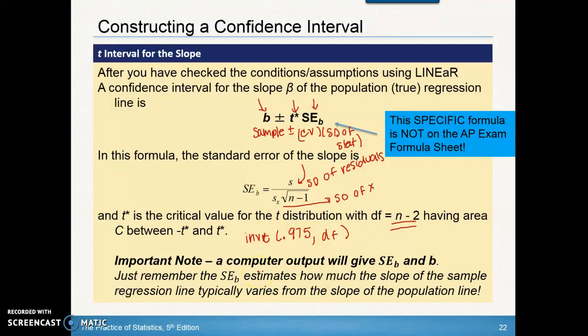Now, here's something important that will be very helpful. You're going to be doing a lot of computer outputs in this section. Most of them will give you the standard error of the slope and your slope, so that's going to be very, very helpful.